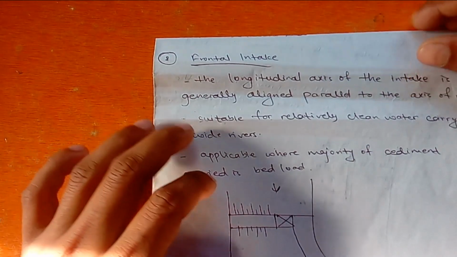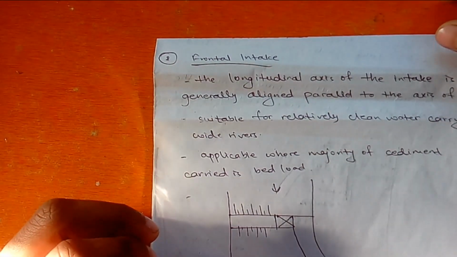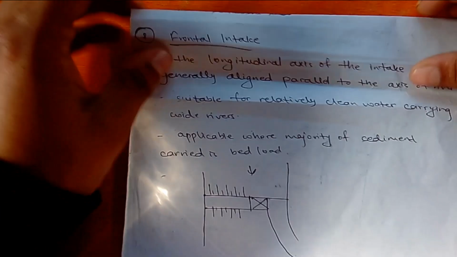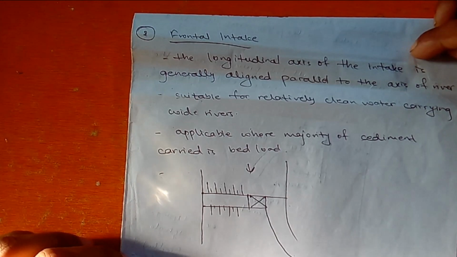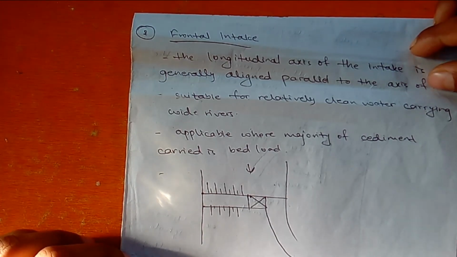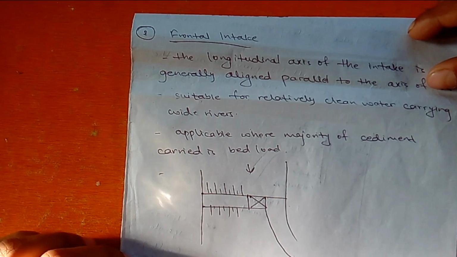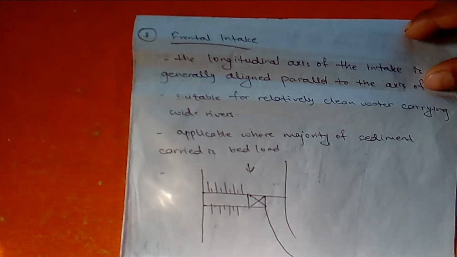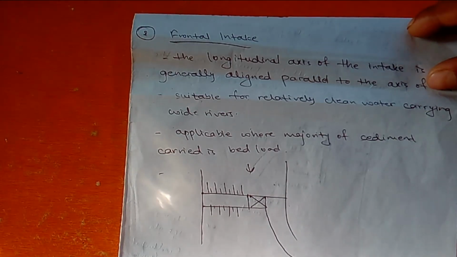That means if the river is flowing in this direction, the frontal intake will also divert the water in this direction. The second point is it is suitable for relatively clean water carrying wide rivers. That means a river carrying clean water that is wide enough is suitable for constructing a frontal intake. Frontal intake is applicable where the majority of sediment carried is bed load. That means if there is bed load, there is a provision to take account of the bed load as well. So frontal intake is suitable in this case.